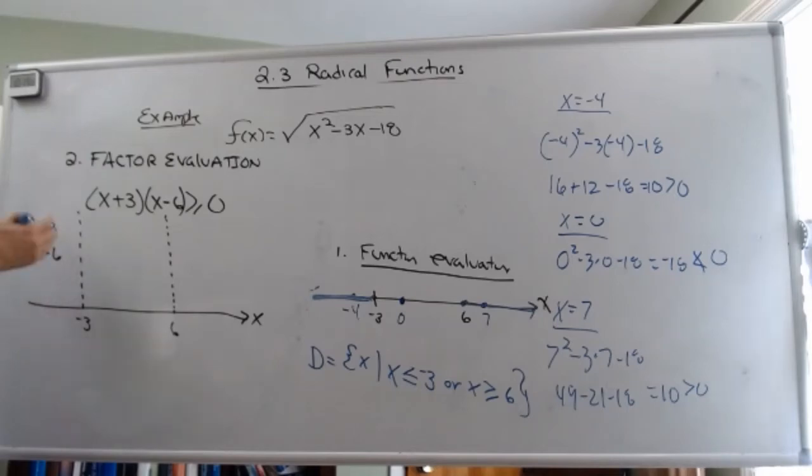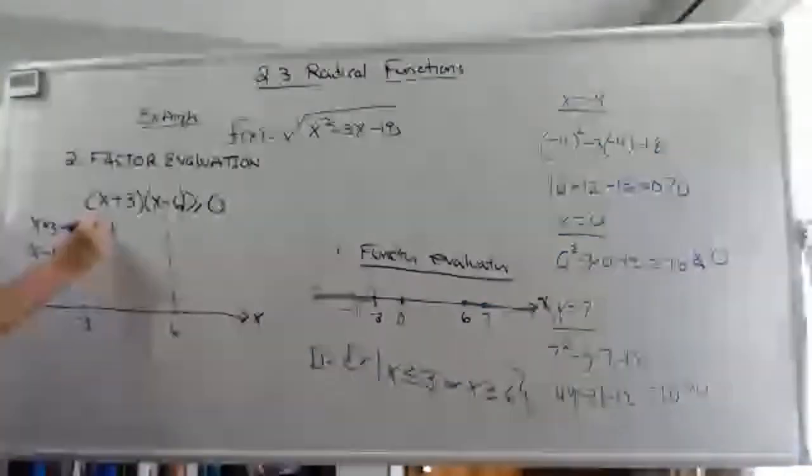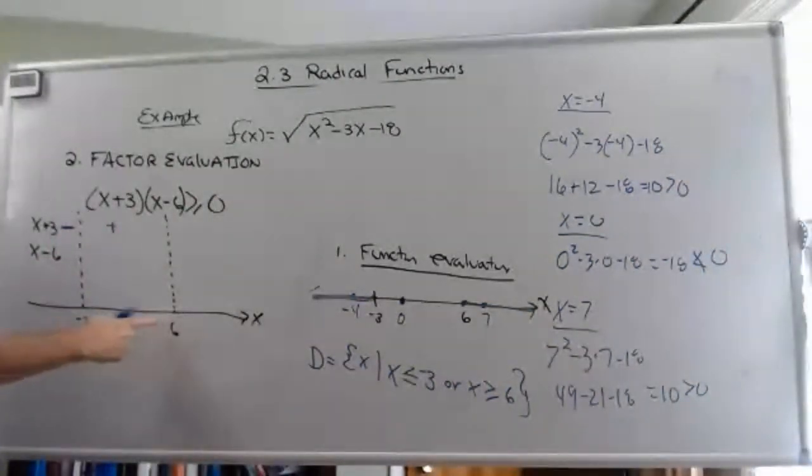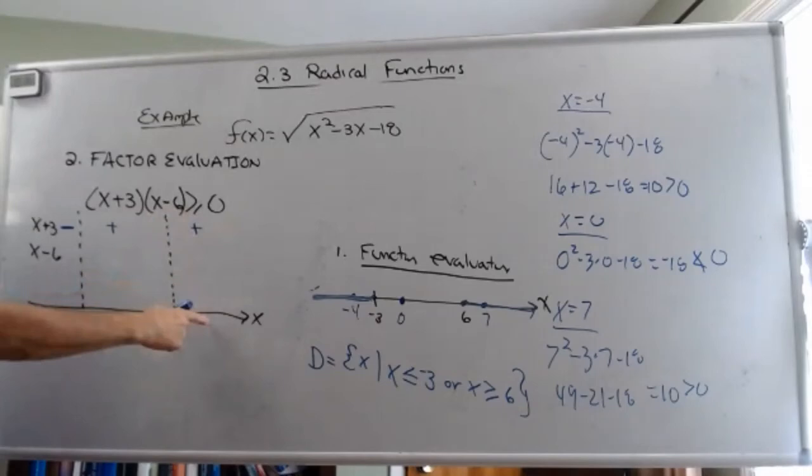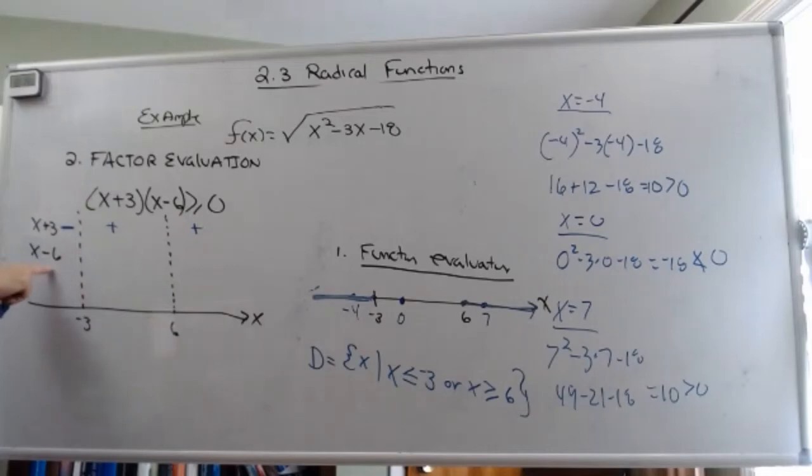Okay, so now we pick anything to the left of -3, such as -4. Well, -4 plus 3 means in this range, x plus 3 will always be negative. Then when I go into this range, such as 0, 0 plus 3 becomes positive. For any value of x in this range, that factor is positive. It's continuous, so it's still positive over here. Pick 7. 7 plus 3 is 10. It's positive. Now let's move to the x minus 6.